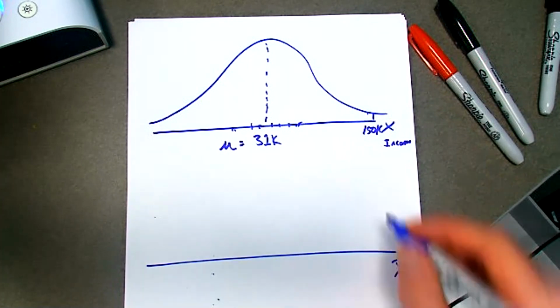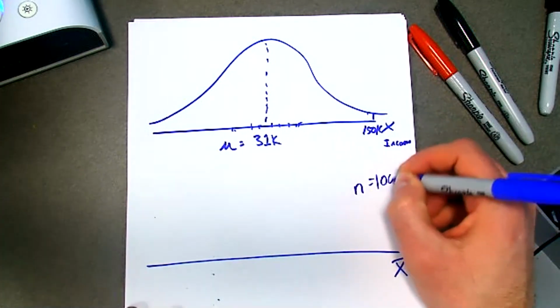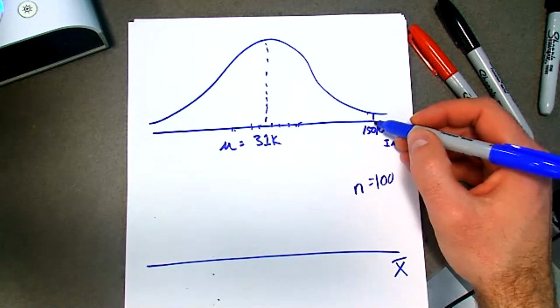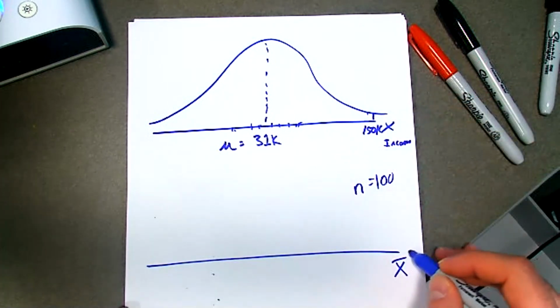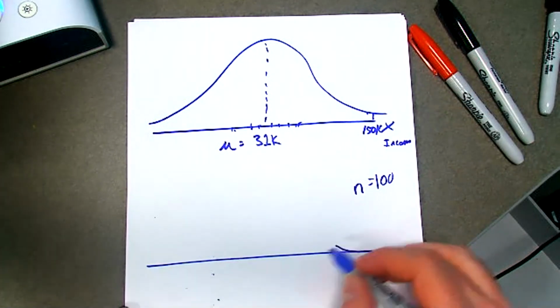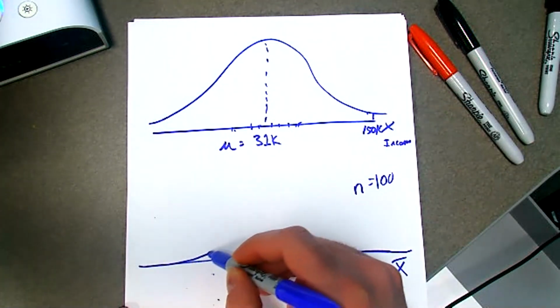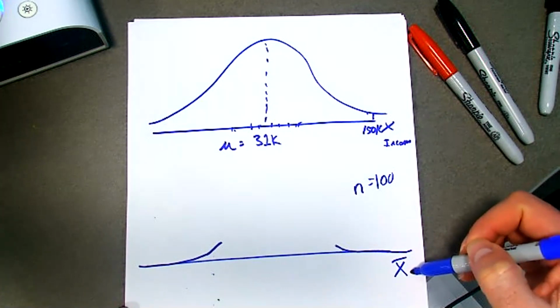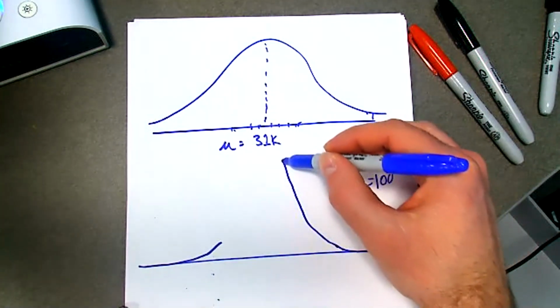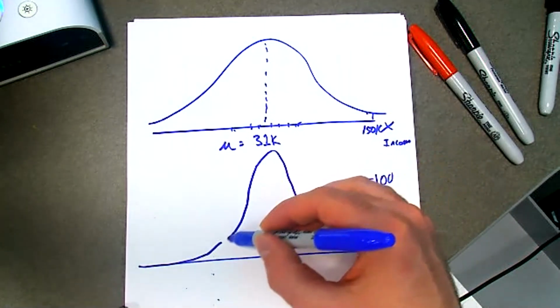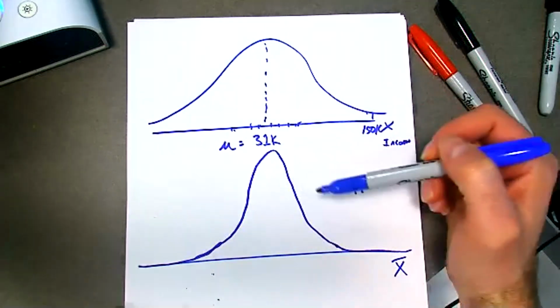However, if I'm taking samples of size 100, how likely is it for me to see a sample mean of 150,000? Well, not near as likely, right? So the values that are further from the mean become almost impossible for us to see when we're thinking about the distribution of our sample means. And the values near the mean are going to be more likely for us to see.